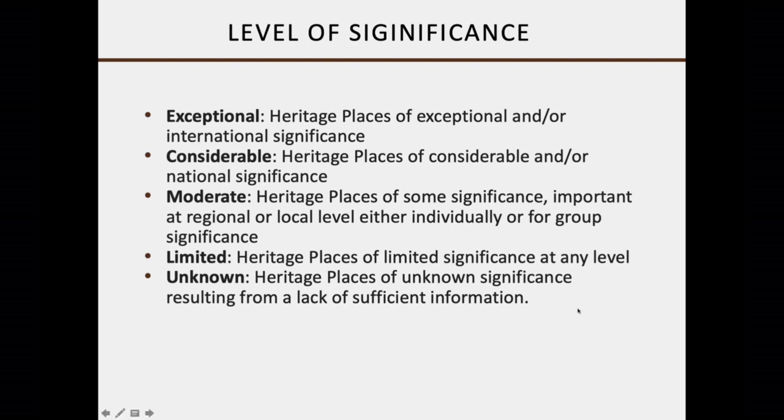The next level is considerable: heritage places of considerable and or national significance, meaning the importance of the sites in the country at the national level. Moderate: heritage places of some significance, important at regional or local level, either individually or for group significance. And the next one is limited, heritage places of limited significance, and unknown, for heritage places of unknown significance, resulting from a lack of sufficient information.